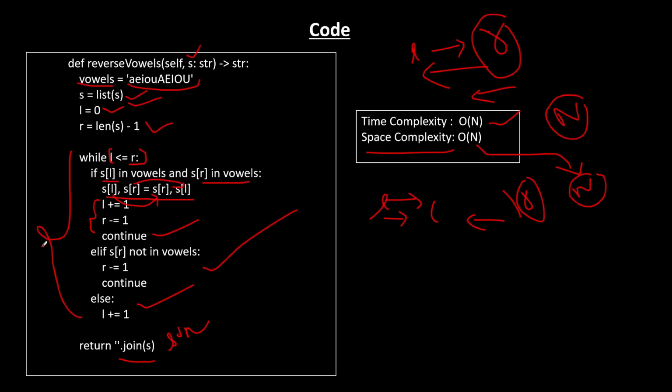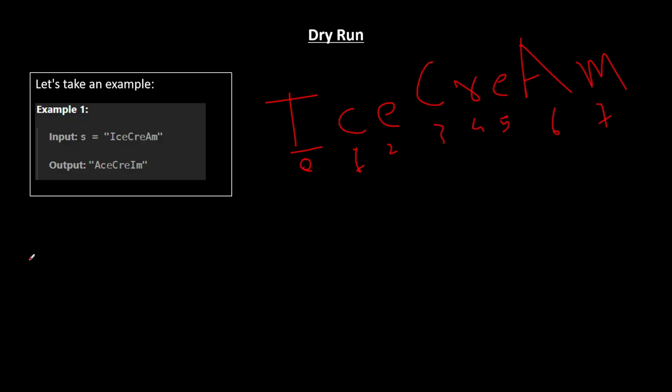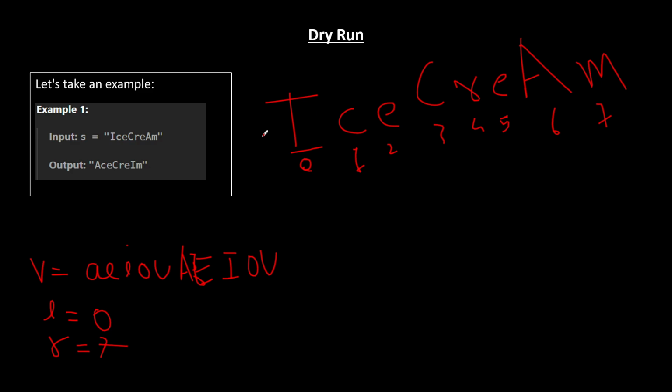According to our code, we have a vowel string consisting of A, E, I, O, U, A, E, I, O, U. Great. And the left index is starting from 0 and the right index is starting from 7, and the string is converted into a list. Okay. Now left is here and right is here.